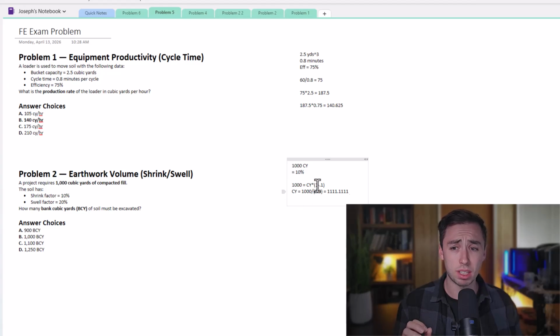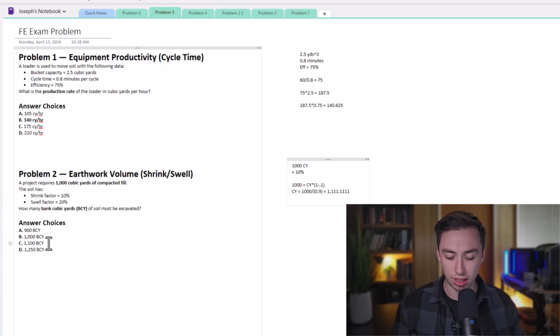Now you may be tempted to say, don't we need to apply the swell factor? Not exactly. We're not transferring the soil. We're not measuring it in buckets. We're not doing anything like that. We're just asking how much soil do we need from the ground? How many bank cubic yards of soil do we need excavated from the ground for this 1,000 cubic yard project? There's a 10% shrinkage factor when it is excavated. So we will need 1,111 cubic yards exactly from the ground. The answer will be C.